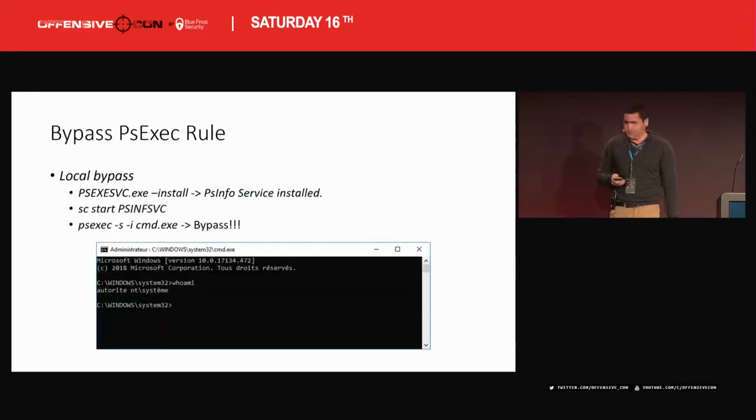So a way to bypass this rule is to extract this service, put it somewhere, for example in TMP, call it with the install option to start the service, and then you can use psexec and it works. It's not blocked by ASR anymore. So you see here I have my nice system shell. If you want me to explain why this bypasses the rule, I'm really not sure. Especially, I don't understand why there's this psinfo service which is run.